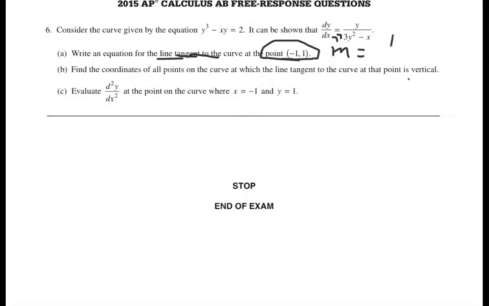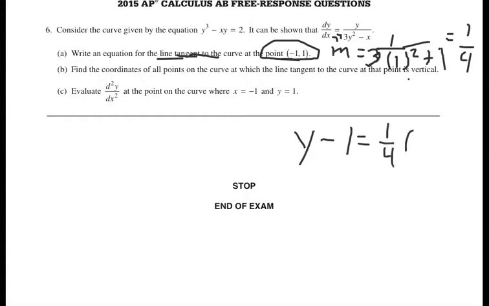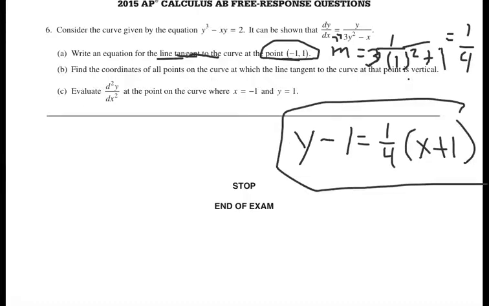So y is 1. And we plug in x. I'm sorry, y is -1. No, x is -1. We should make that +1. And we solve this, and 3 times 1 is 3 plus 1 is 1/4. So the equation of the tangent line is right here, and there's part A done for you.